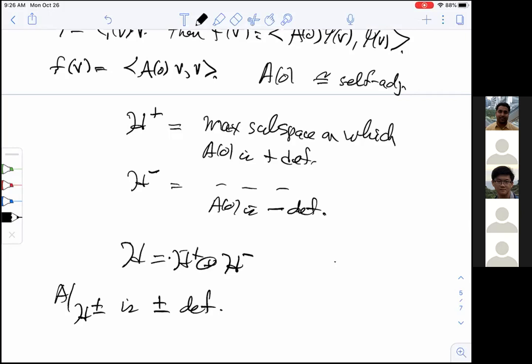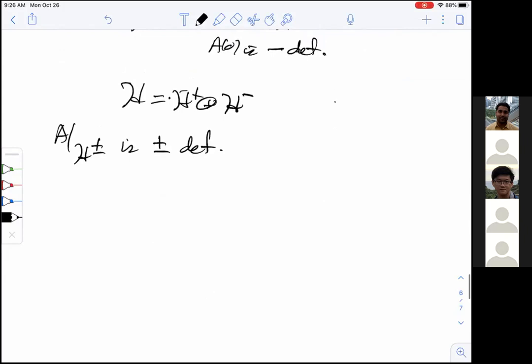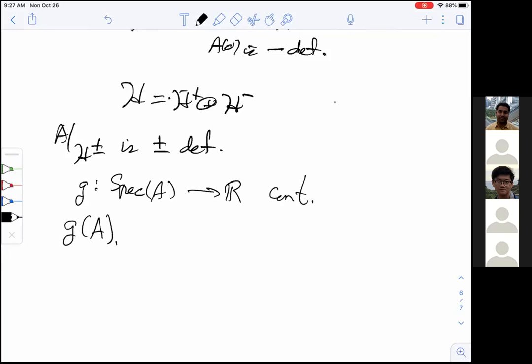So the last thing you have to do is arrange that the spectrum of A on H plus is plus one and the spectrum of A on H minus is minus one. So the way you do this is if you have any continuous function from the spectrum of a self-adjoint operator to the real numbers, you can form G of A. It's a new bounded self-adjoint operator, commutes with A. And in some sense, what it does is it multiplies an eigenspace of eigenvalue lambda by G of lambda. But of course, in general, they're not eigenvalues. And so you have to worry about what happens when the spectrum has continuous pieces.